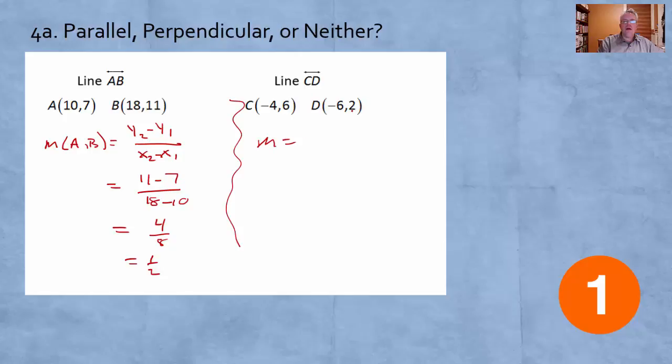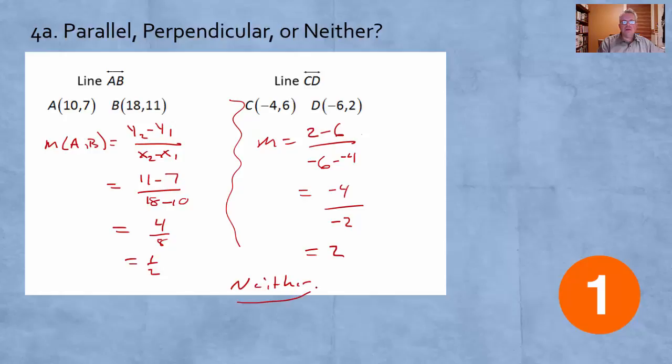So we do y2 minus y1 over x2 minus x1. That would equal -4. -6 minus the -4 is the same as -6 plus 4. It would be -2, which is 2. Okay, now that we have the slopes of the 2 lines, we can make our decision. They're reciprocals, but they're not opposite reciprocals. So this one is neither.